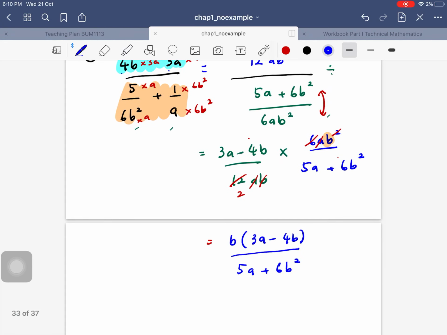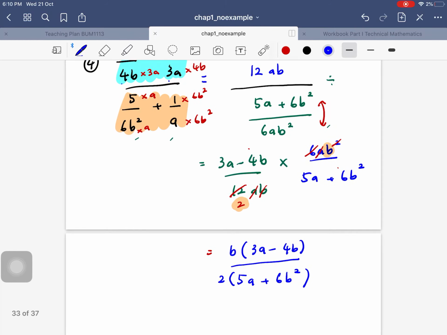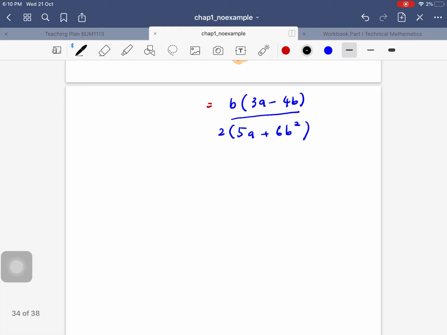Oh, sorry. I have another 2 down here. I almost forgot about the 2, so let's put it here. It's going to be 2 multiplied by the whole thing. Okay, so I know that I can no longer simplify this, so I'm going to leave it like that. So that will be for number 4.